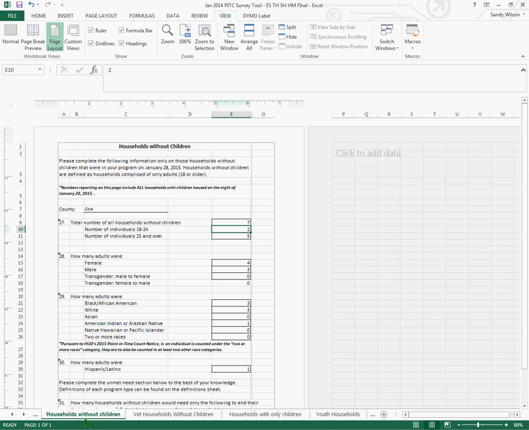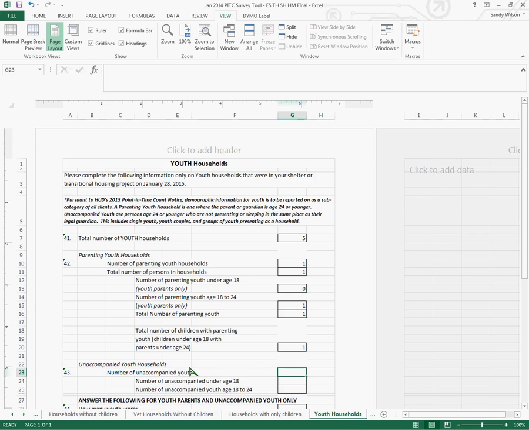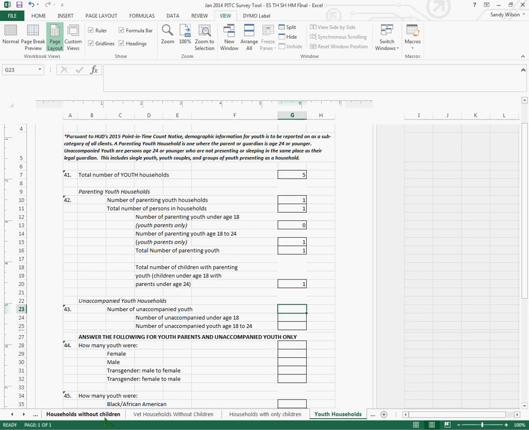Now we're looking at our households without children and our households with only children to determine how many unaccompanied youth households we had. And in this example, in looking at those households, we know that we had 5, and I apologize, I think this was a 6. We had 5 unaccompanied youth households. We had 3 individuals in those households that were under the age of 18, and we had 2 individuals in those households that were between the age of 18 to 24.